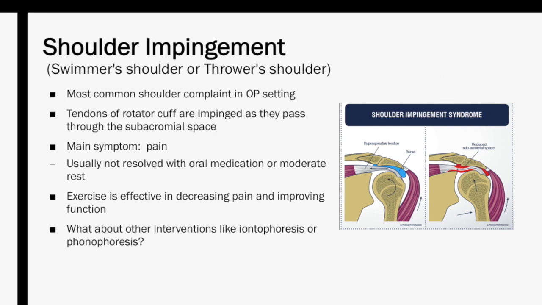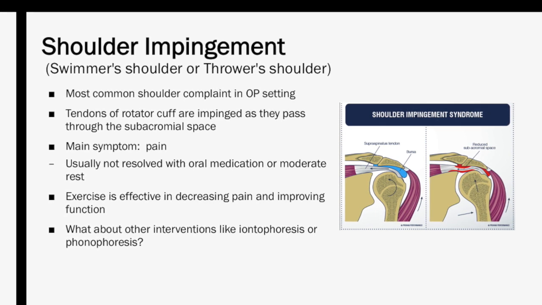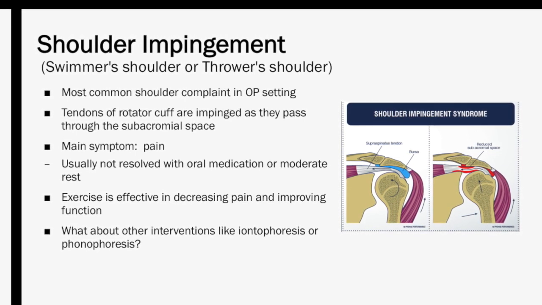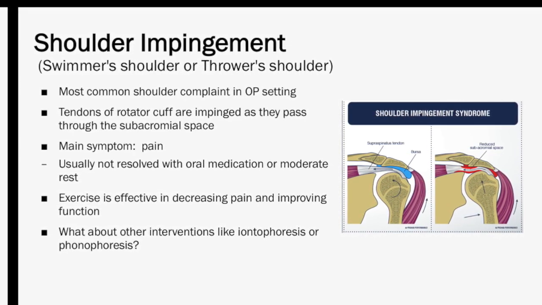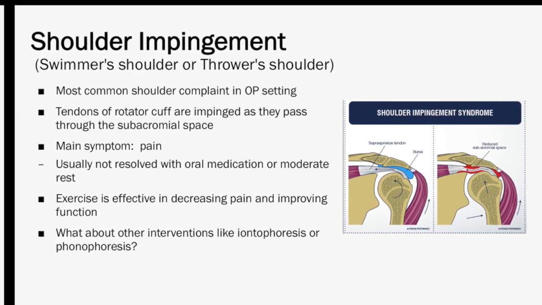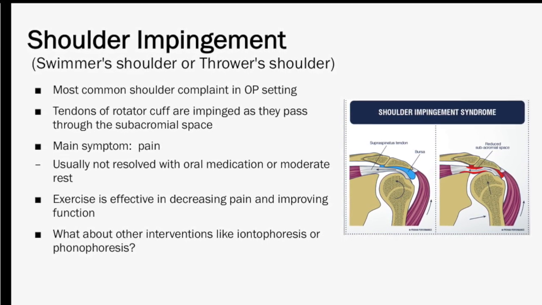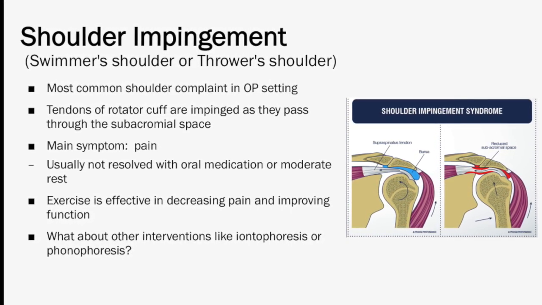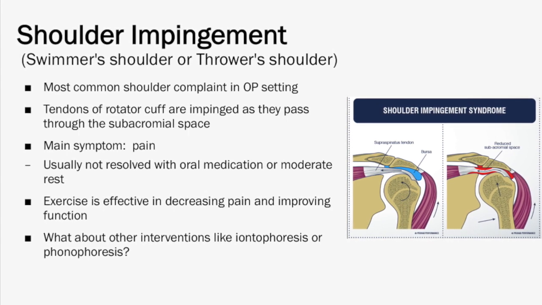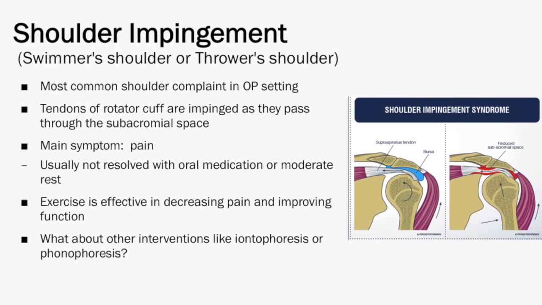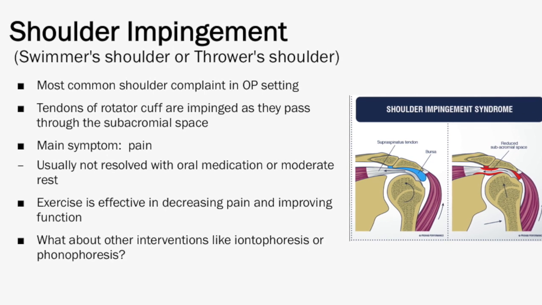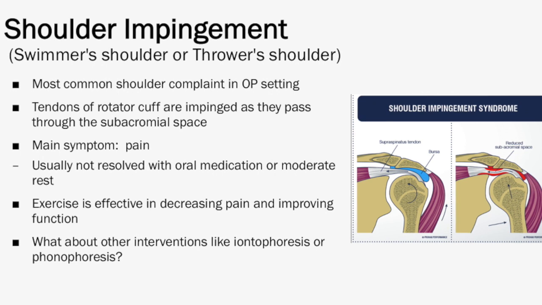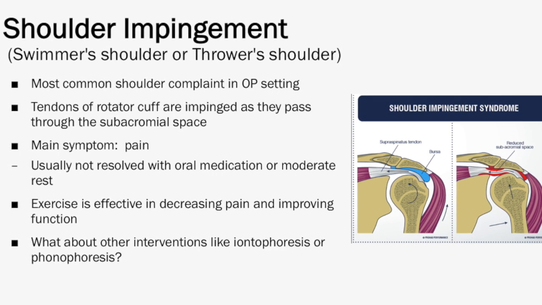Shoulder impingement syndrome, also called swimmer's shoulder or thrower's shoulder, is the most common shoulder complaint in individuals attending orthopedic physical therapy clinics. It involves the tendons of the rotator cuff muscles being impinged in the subacromial space. The main symptom is pain, and in most cases, it is not resolved with oral medication or moderate rest. Exercise is one of the few interventions that have been proven effective in decreasing pain and improving function in patients with shoulder impingement. But what about other interventions like iontophoresis or phonophoresis?